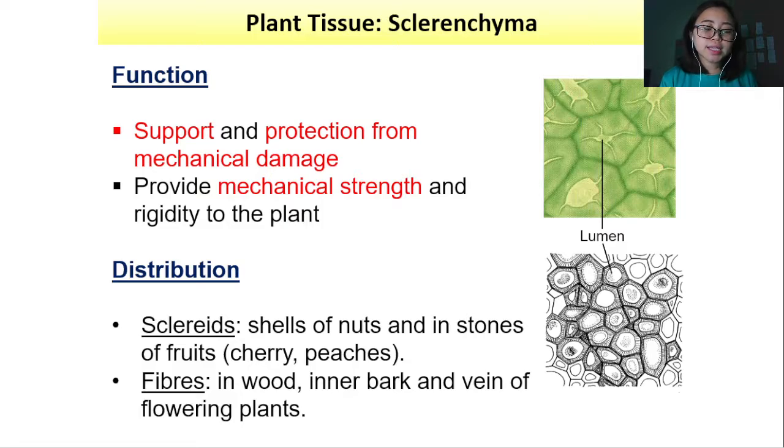Macam mana pula dengan sclerenchyma versi fibers? For fiber types, you can find it in wood. So, kayu yang kita gunakan untuk hasilkan perabot yang menjadi tunjang kepada tumbuhan besar, itu terdiri daripada sclerenchyma versi fibers. What makes your durian tree so hard to chop? Because of the fibers, the sclerenchyma tissue. You can also find it in the inner bark and the vein of flowering plants.